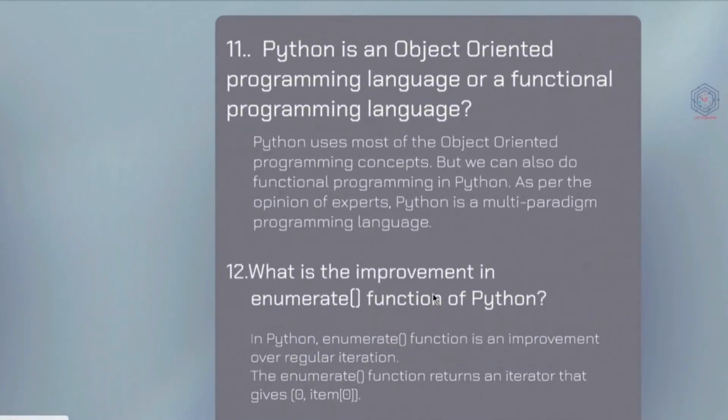Then coming to the next question, is Python an object-oriented programming language or a functional programming language? Python uses mostly object-oriented programming, but we can also do functional programming in Python. According to most experts, Python is a multi-paradigm programming language. We can do functional, procedural, object-oriented, and imperative programming with the help of Python, since it is a multi-paradigm programming language.